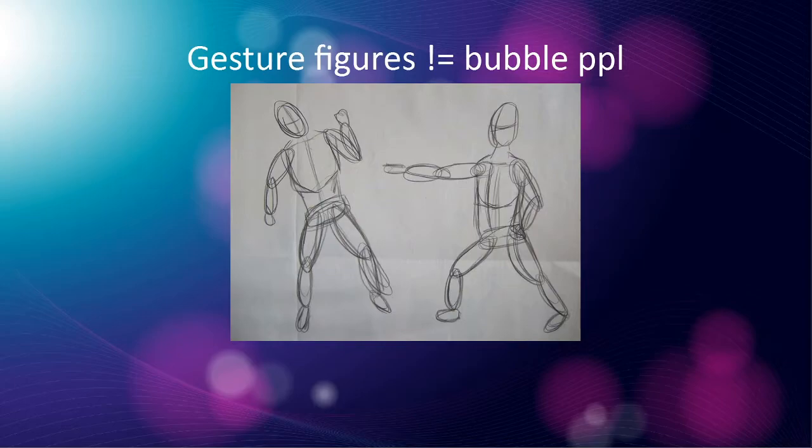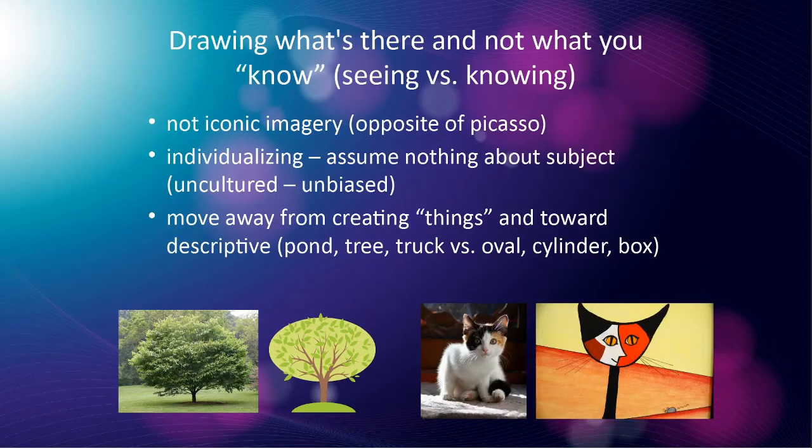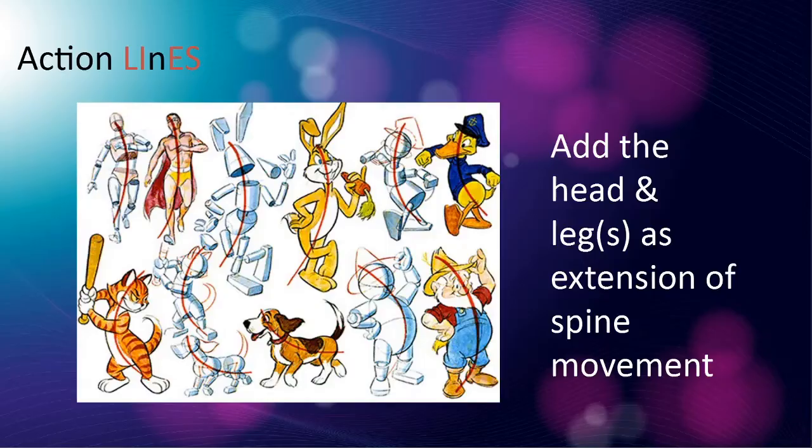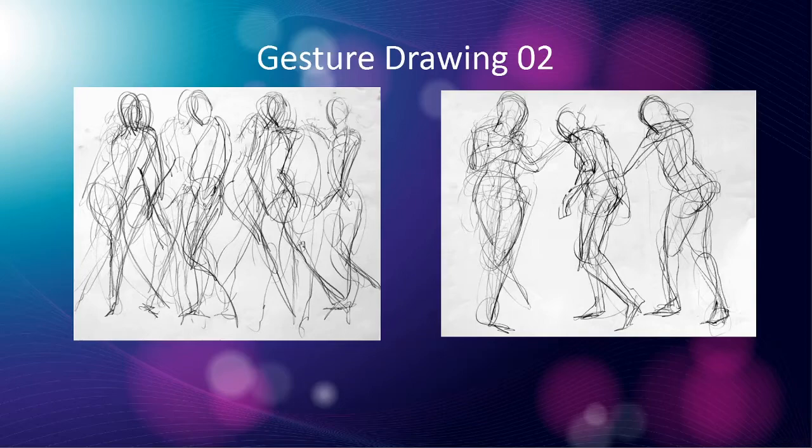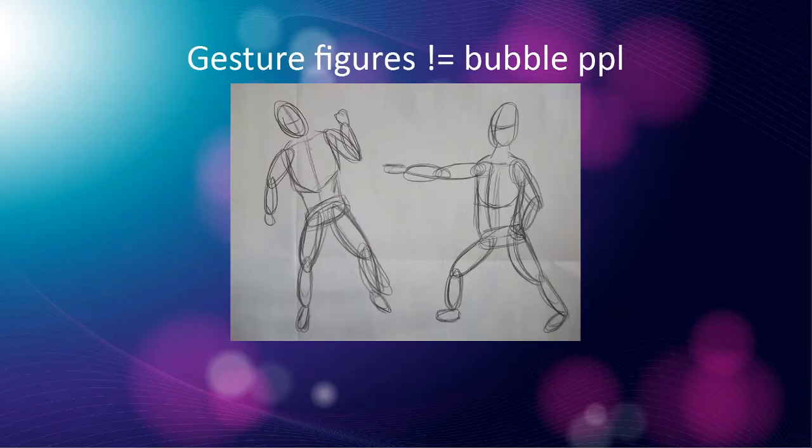That's drawing what you think you know and not what you're looking at. We talked about that before, right? Drawing what you see in the tree and not what you think you know a tree looks like. And this is an example of that being employed. Draw what you see here, and then it ends up looking like a human. You draw what you think you know here, and it looks like bubble people, which isn't awesome.